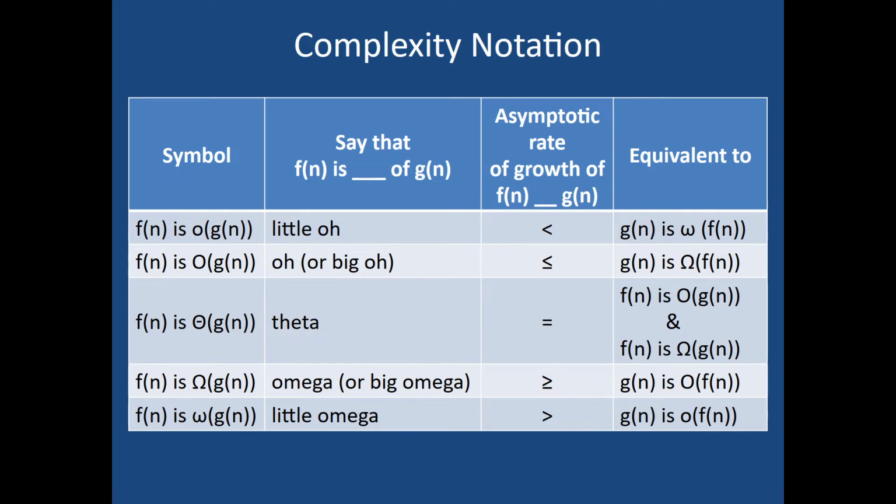And just like you like to compare integers with less than and less than or equal and greater than or equal, you can compare rates of growth the same way. So when I say that f is O of g, that means that g's rate of growth is at least as big as f's rate of growth. Put in the terms of the slide, f's rate of growth is less than or equal to g's rate of growth.